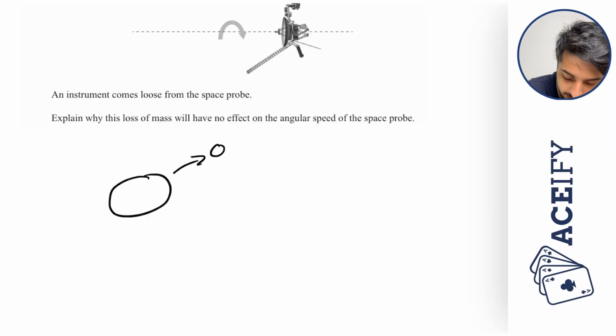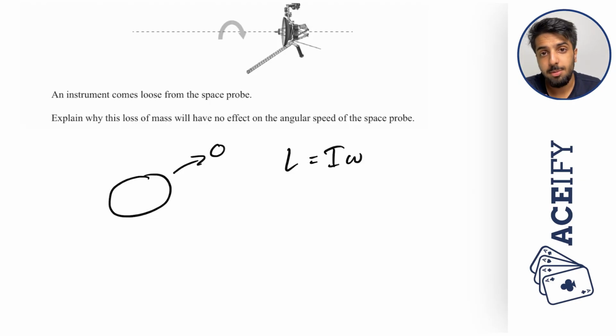And so we know that the angular momentum is equal to I omega. And based on what we said before, that little piece contained angular momentum. And so if that mass is lost, that means the angular momentum of the space probe must decrease. Now, because a little piece of that space probe is also missing, the rotational inertia of the space probe will also decrease.